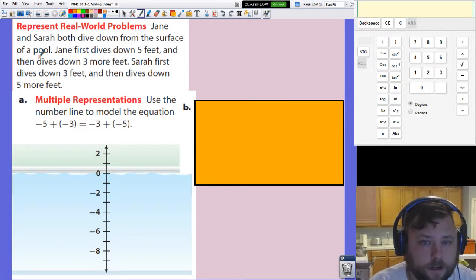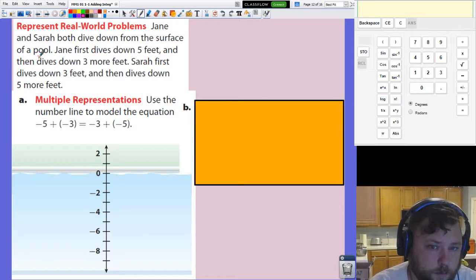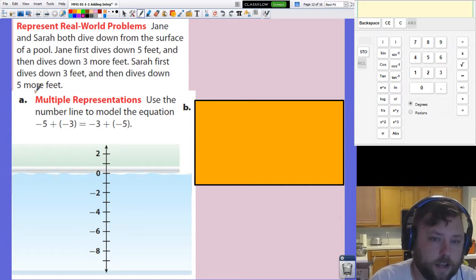And let's do a real world problem. So another one here. Jane and Sarah both dive down from the surface of the pool. Jane first dives down 5 feet, then dives down 3 more feet. Sarah first dives down 3 feet, then dives down 5 more feet.